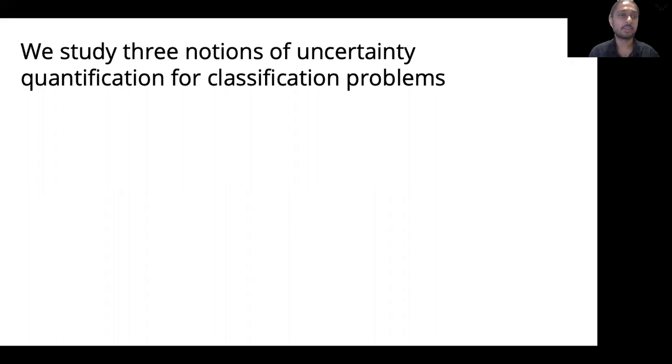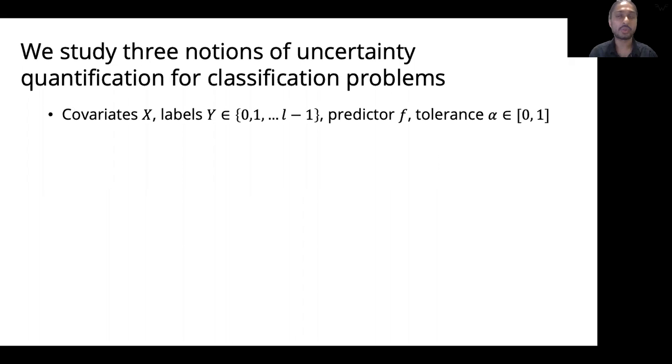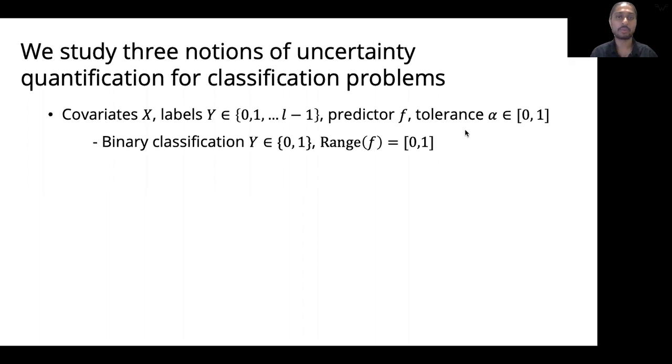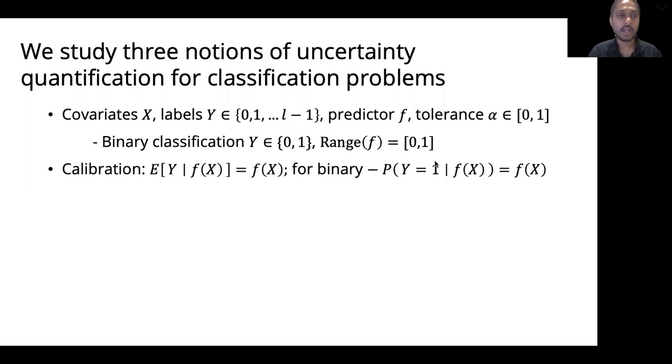As promised in the title, we study three notions of uncertainty quantification. This is the usual classification setup. You have covariates X, labels Y that belong to this set, a predictor f, and some tolerance alpha, which is usually a small number like 0.05 or 0.1. This paper focuses on binary classification for most of the paper, which is the setting where Y is either 0 or 1, and the range of f is [0, 1], a number in the interval 0 to 1.